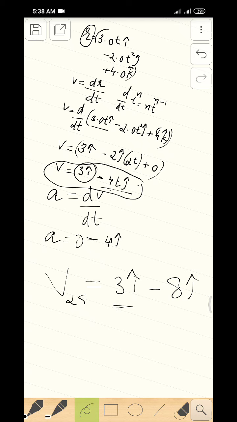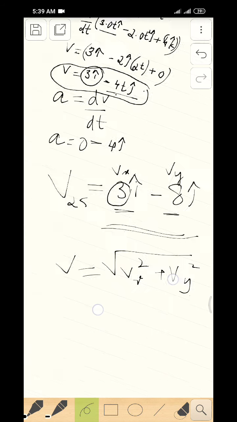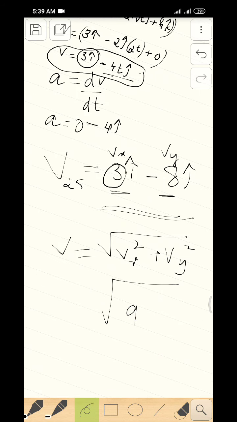Now you are having the x coordinate and the y coordinate, that is vx and vy. This is the vector value of the velocity. If you want to find the magnitude, you know that v is equal to root of vx square plus vy square. So 3 is the vx value. So v square, 3 square, that is 9 plus 64.